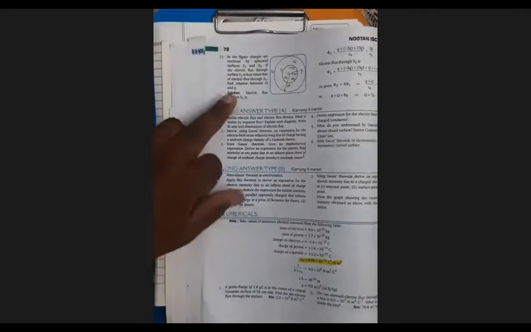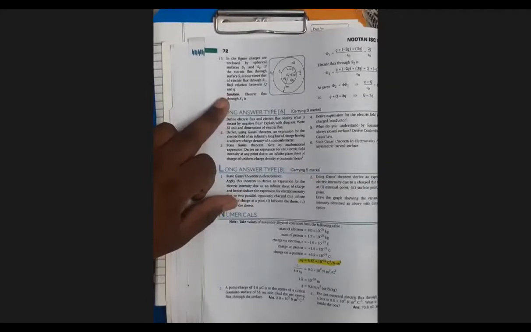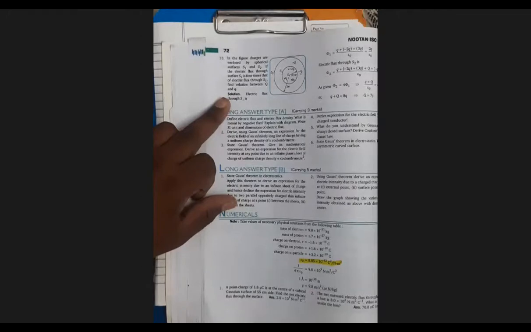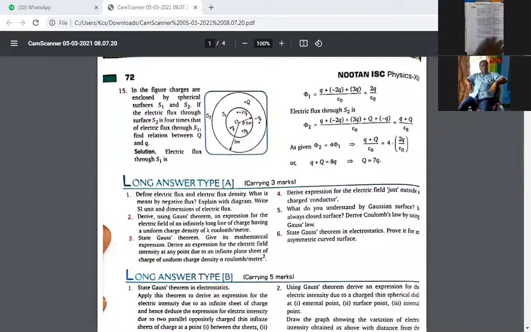Are you open? Now all of you see question number 15. ये क्वेश्चन हम लोग ओपन करें. Now see here. This is the question number 15. Have you got this question?